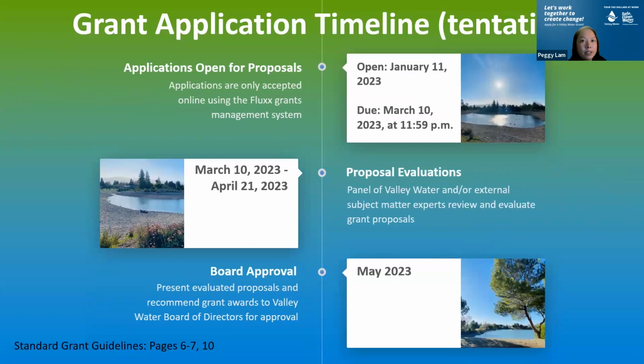So here's our grant application timeline. Most of the dates here are tentative, but just starting off with the applications being open for proposal. They were open a couple weeks ago on January 11th. We're accepting the applications online using our Flux grants management system. And the application deadline is March 10th at 11:59 p.m. Any application submitted after that time will not be considered.